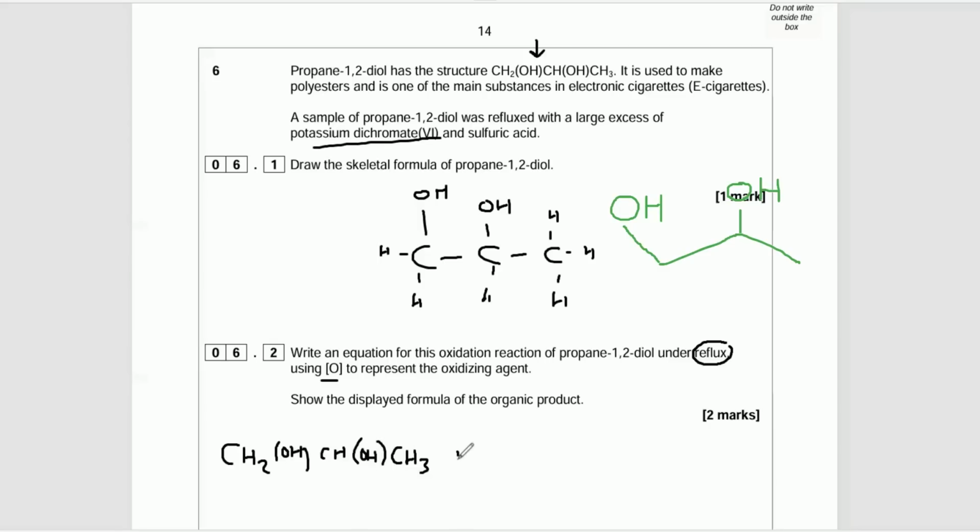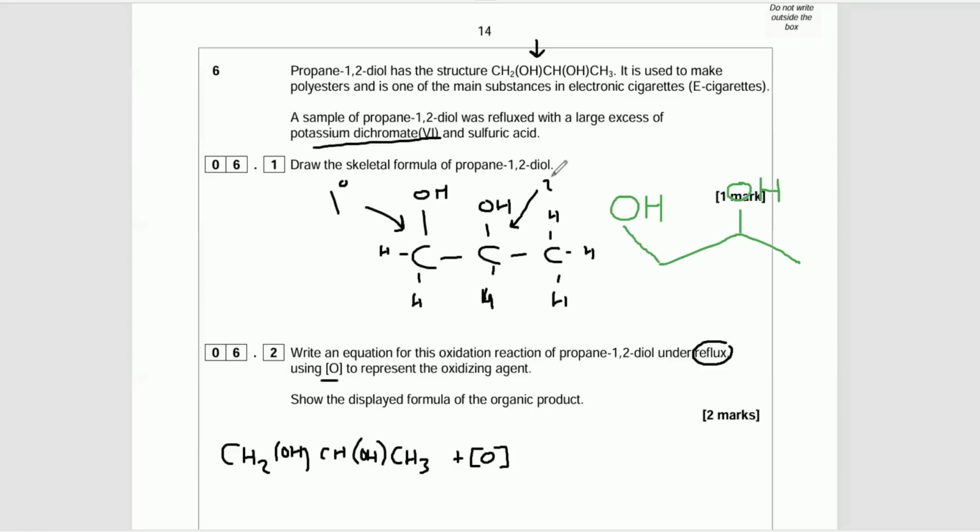Now they've said use the O as the oxidizing agent, so that is our potassium dichromate. Now, when you oxidize an alcohol, we've got a primary alcohol here, look. And we've also, interestingly enough, got a secondary alcohol here, because this carbon only has 1 hydrogen attached. So this is a secondary alcohol, and this is a primary alcohol.